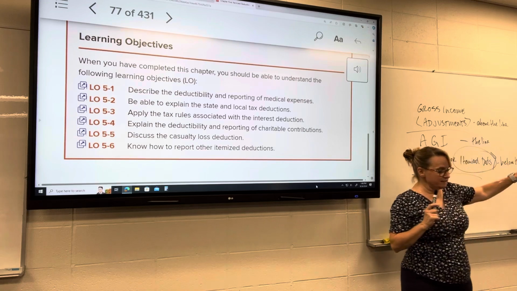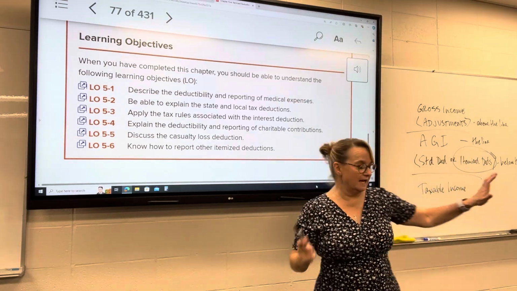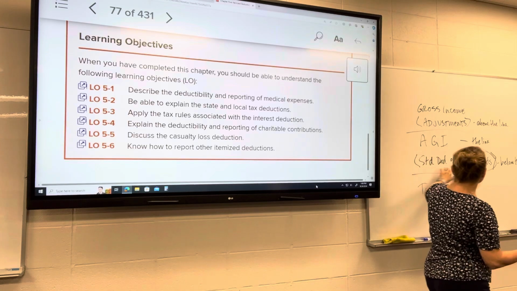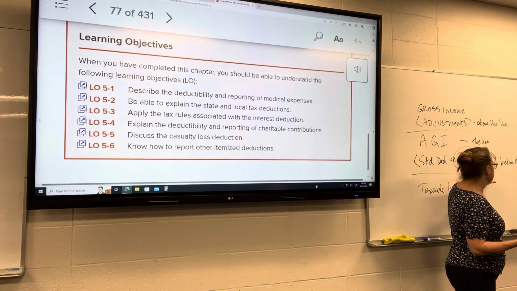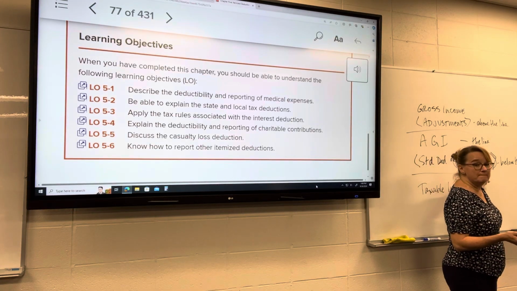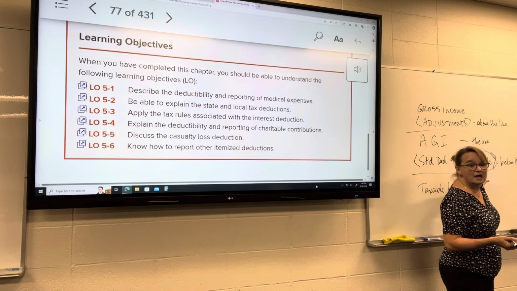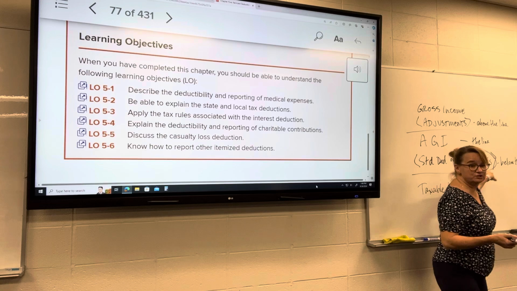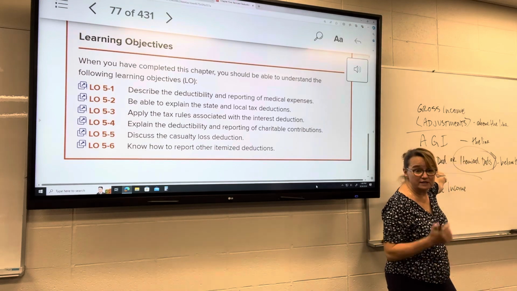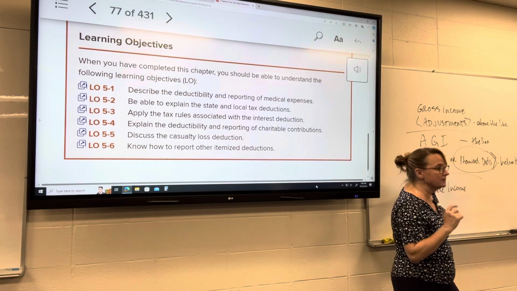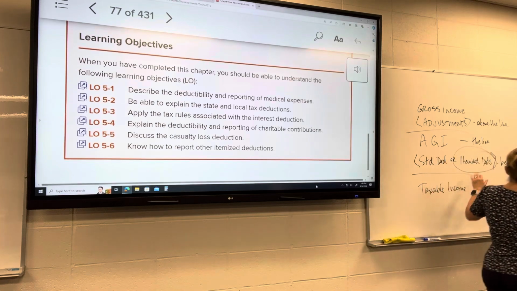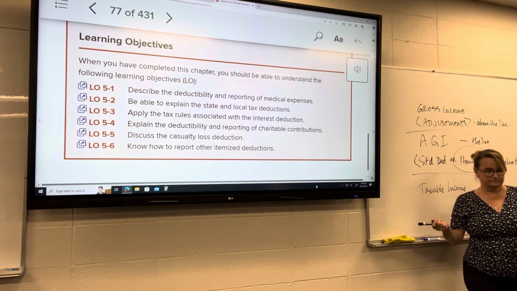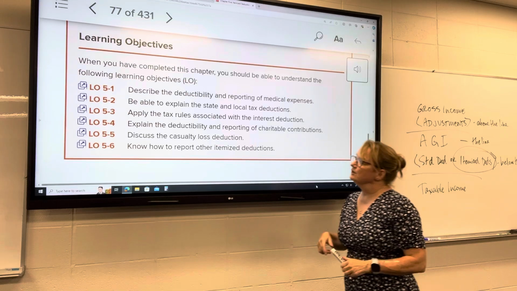So a single person that has itemized deductions of, let's say, $18,000 may want to itemize their deductions. But a married person with $18,000 of itemized deductions is going to want to take the standard deduction. Okay? So again, it's going to be whatever is most favorable based on your filing status.